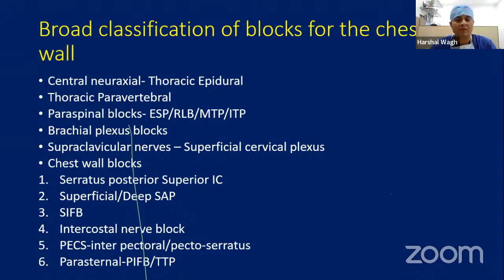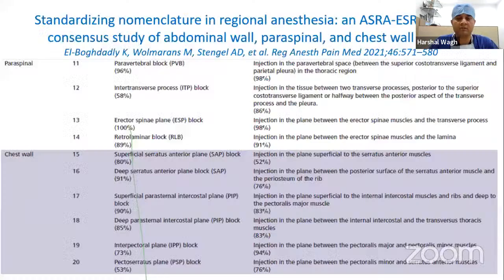As you go along the contour of the chest, you get the serratus posterior, the newer block, which is the serratus posterior superior intercostal plane block. Then you come to the serratus, which can be superficial or deep. Then the serratus interfascial plane blocks, then the intercostal nerve blocks. Then you come to the pectoralis, and finally you come back to the center of the chest near the sternum, which becomes the parasternal nerve blocks.